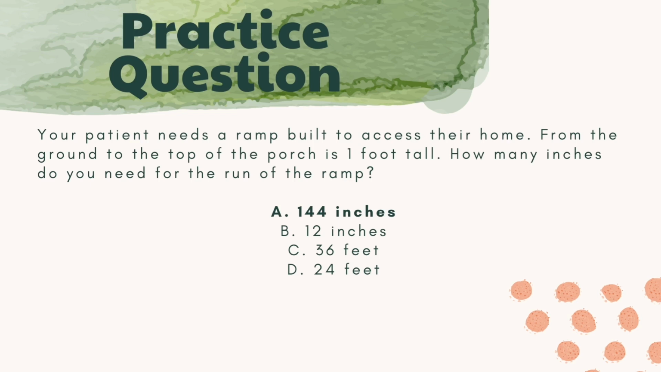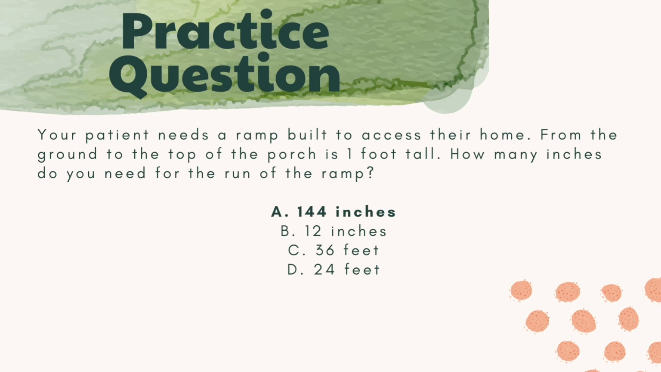So, why is A the correct answer? Let's look at the question. From the ground to the top of the porch is 1 foot tall. How many inches do you need for the run of the ramp? Well, for every inch of rise, we need 1 foot of run. So, 1 foot converted to inches is 12 inches tall. Then you would times it by 12, which is 12 times 12 equals 144.